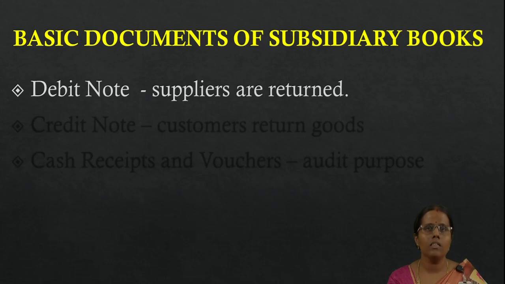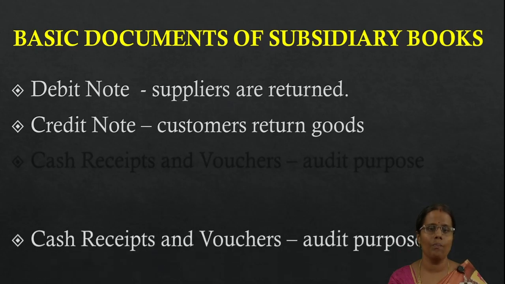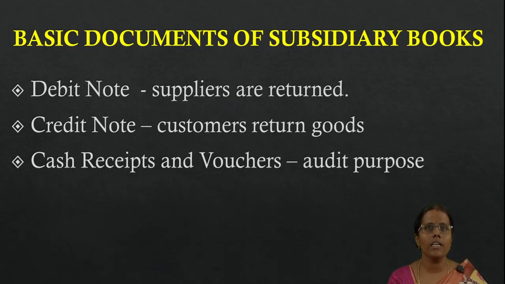And then next one is debit note. Debit note means for the return we have to provide the debit note. When the suppliers return the goods, at that time the debit note is entered. And the next one is credit note. When the customer returns the goods, we have to enter it in the credit note. These are the basic documents which are needed while preparing the subsidiary books. They are the evidence for the concern also. And then cash receipts and cash vouchers are used for audit purposes.